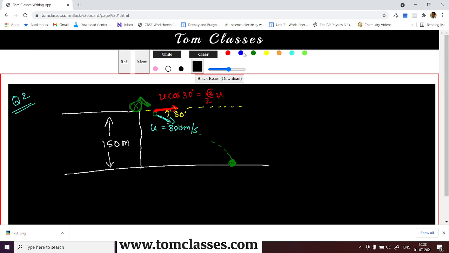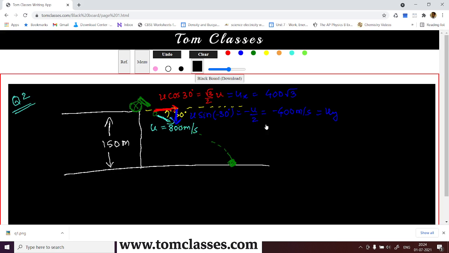And then it will have a vertical component also. So this is the vertical component. What is this vertical component? It is u sine of minus 30 degrees, so this is minus u by 2. So this value is minus 400 meters per second. This is the initial component uy, and this is ux, that is 400 root 3. Yes, it is like this.